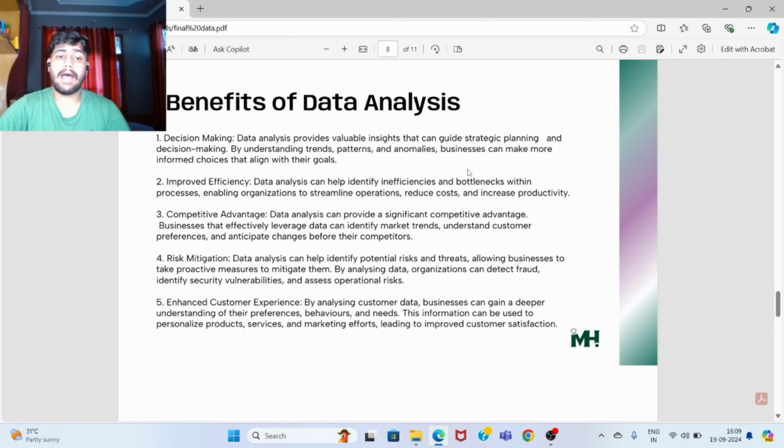At last, we have enhanced customer experience. By analyzing customer data, businesses can go deeper in understanding their preferences, their behaviors, and their needs. This information can be used to personalize products, services, and marketing efforts, leading to improved customer satisfaction.